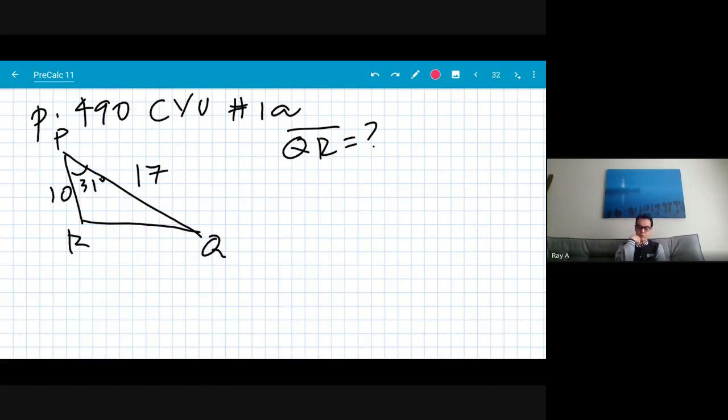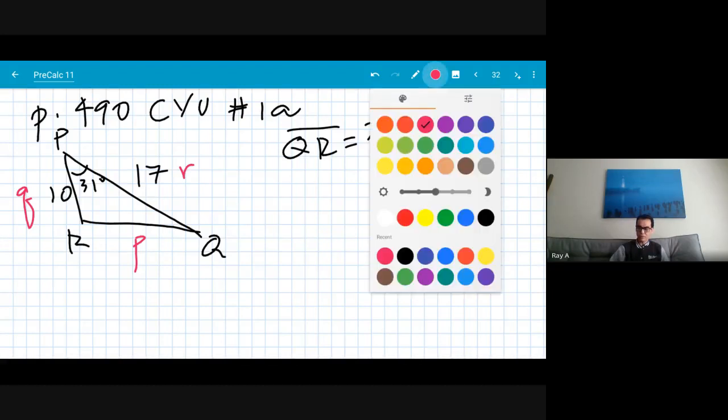To be able to do that, we're going to be using the cosine law, which requires the sides being labeled using the small letters, right? So our QR would be side P. This is side Q. This is side R. So really, QR is side P. All right, so how does our cosine law look?